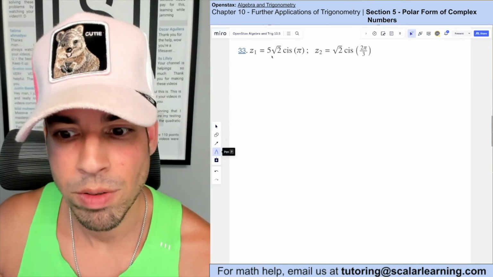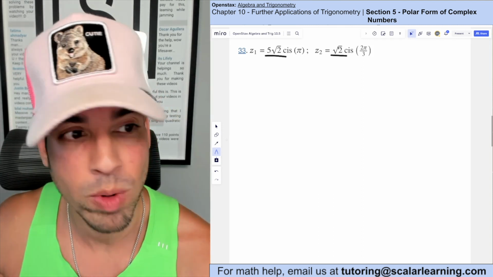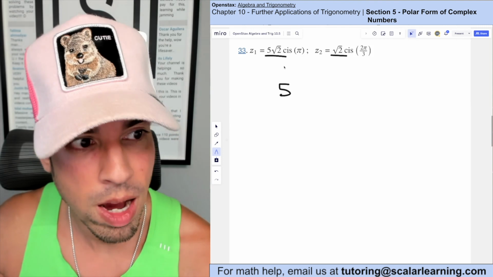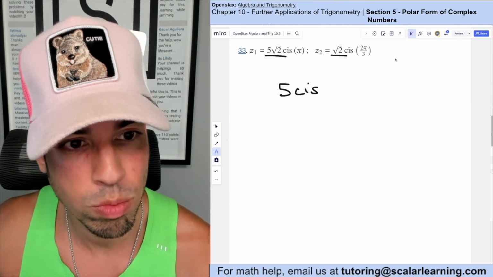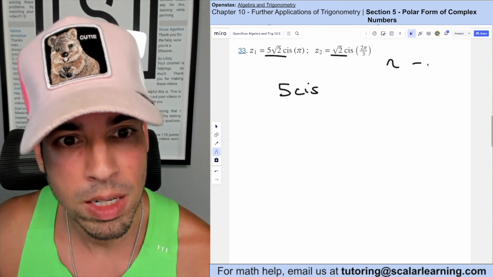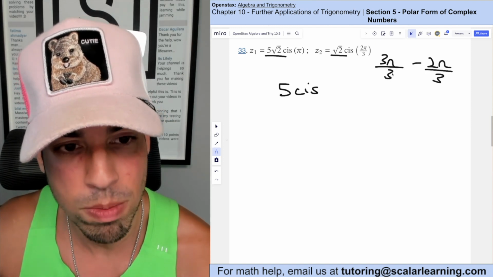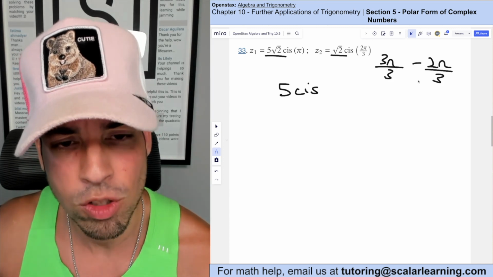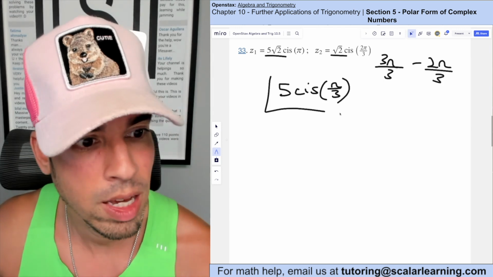Done. So for this one, to find the quotient, we take the quotient of these two. So 5 rad 2 divided by rad 2 ends up being just 5, right? The radicals essentially cancel out. And then we have to take the difference of pi and 2 pi thirds. So pi minus 2 pi thirds, we're going to get common denominators. I'm going to make that 3 pi over 3. 3 pi minus 2 pi is 1 pi over 3, so pi thirds, like so. That's how you do it.